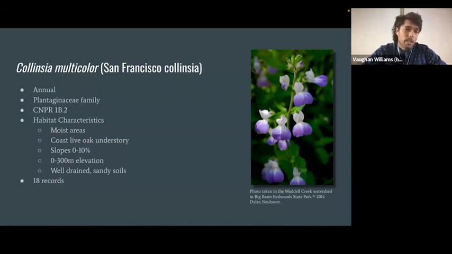it's moderately threatened. Habitat characteristics: it really likes these wet, moist seeps under coastal live oak understory, slopes between very flat zones, 0 to 10%, at elevations below 300 meters. So not high up in the hills, but down below. This species only has 18 historical records in the study site, and was actually one of our more commonly recorded species.